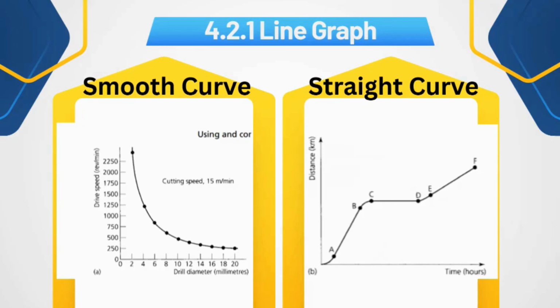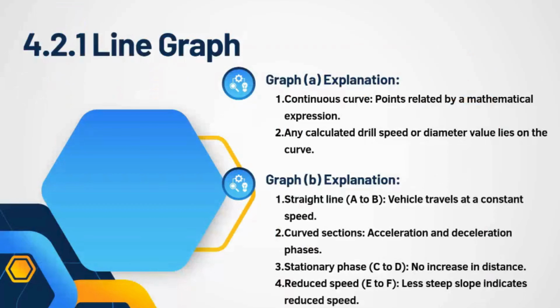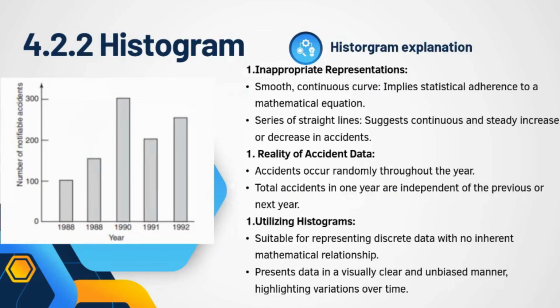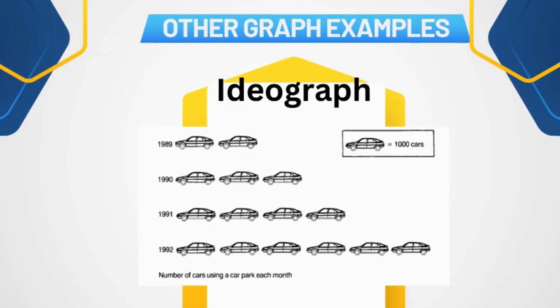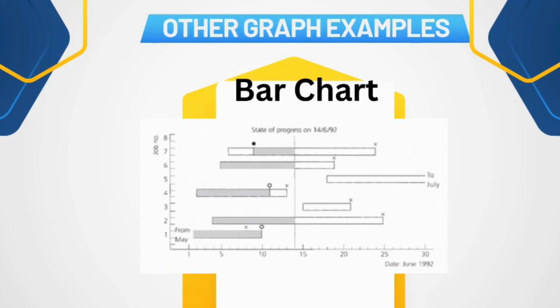So this is the example of a line graph. You have both a smooth curve and also a straight curve. So for the explanation of graph A, it's a continuous curve, which means points related by a mathematical expression. And for graph B, there are multiple explanations: straight line, curve section, stationary phase, and also reduced speed. So this is an example for a histogram. This is an example for an ideograph, pie charts, and also a bar chart.